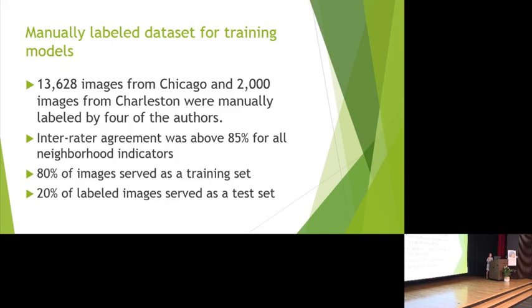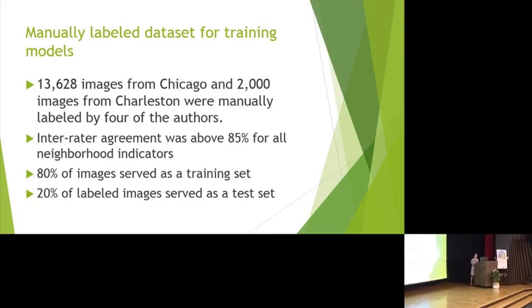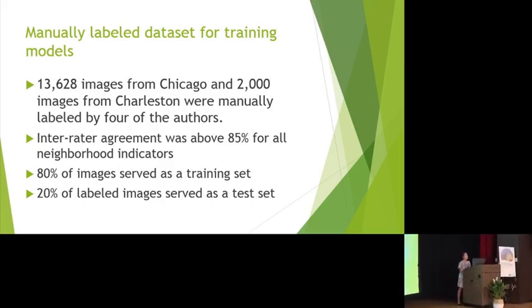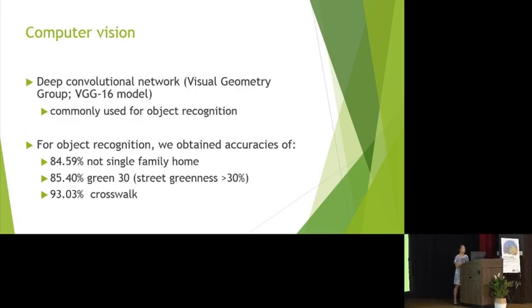Here we started with Chicago, and then we found that the accuracy was struggling in rural areas, so we added images from Charleston, which is a more rural area. Over 15,000 images were manually labeled by our team. Then we reserved 80% for training and 20% for testing. We use deep convolutional networks to predict built environment characteristics, and these have become the standard for object recognition. I was happy with the accuracy, which was between 85 and 93% depending on the indicator we're looking at.